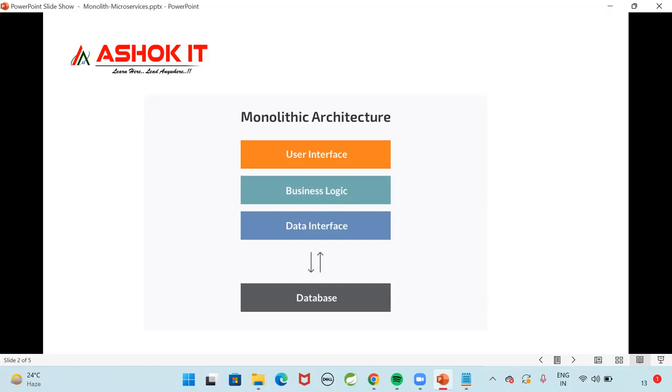Reliability: how strong your application is. If multiple people are accessing at a time, is it responding properly or not? That also we need to check. And we need to check zero downtime. That means 24 by 7, 365 days, your application should be available for people to access. So we need to check scalability and availability also when we are going for monolith architecture.